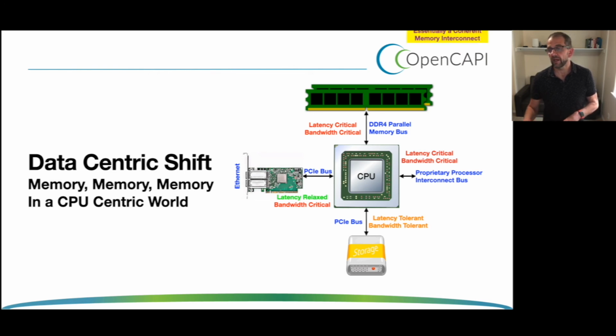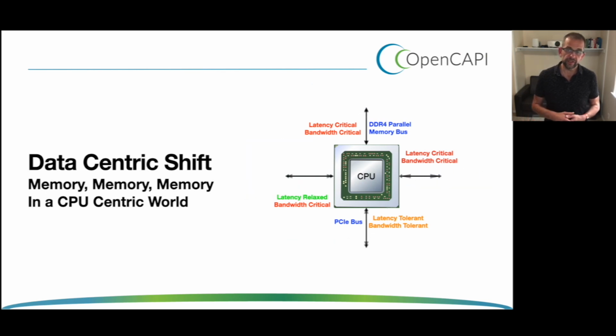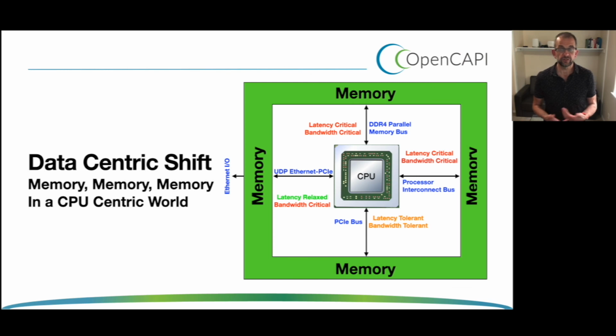What I mean by that is, essentially the interconnect bus is a coherent memory interconnect to start with. We're seeing that storage is becoming persistent memory, more so as we go forward. And we're even seeing that we're remotely connecting memory over the network. So a better way to represent this would be these different buses just connecting to memory.